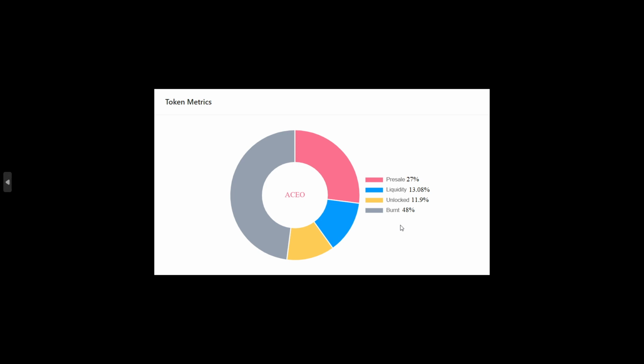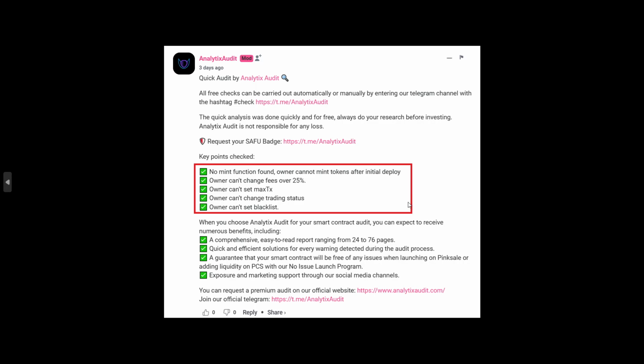Now, when it comes to other token metrics, so 27% of the tokens are for presale, 13% for liquidity pool, 11.9% of the tokens are unlocked for whatever reason, and 48% of the tokens will be burned. Looking further into analytics audit, there's no mint function, owner cannot mint more tokens, owner can't change fees over 25%, owner can't set max transaction fees, owner can't change trading status, owner can't set any blacklists.